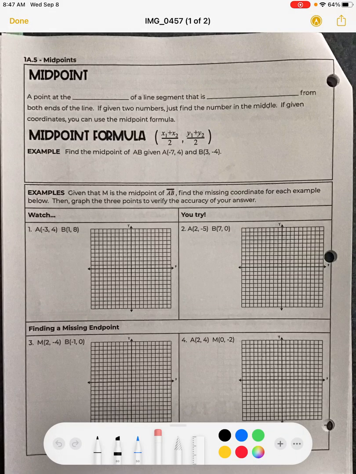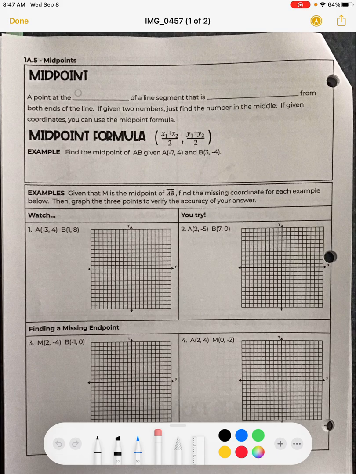Okay, today we're looking at midpoints. A midpoint is a point at the middle of a line segment that is equidistant from both ends of a line. So the point exactly in the middle. If given two numbers, just find the number in the middle.